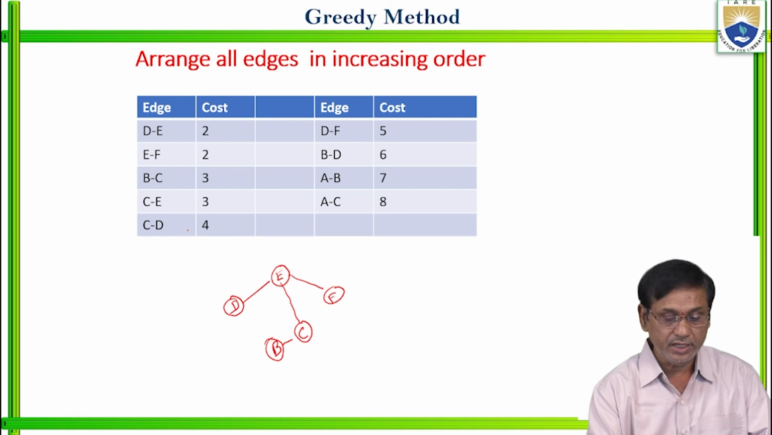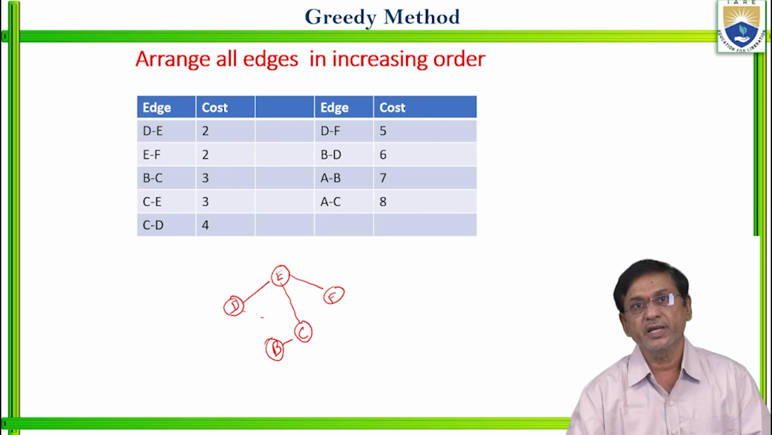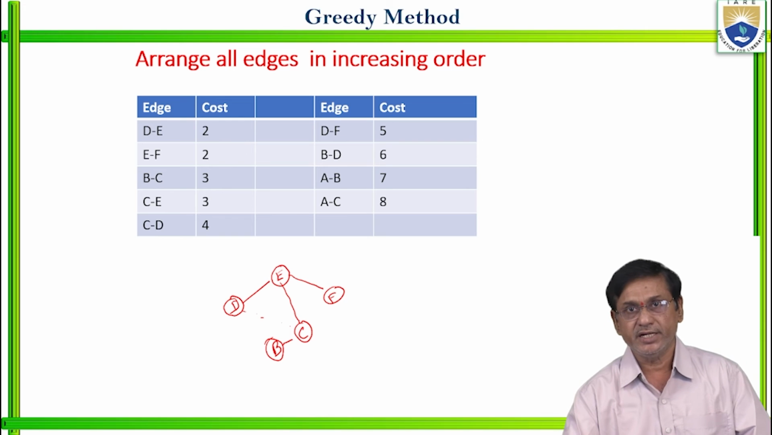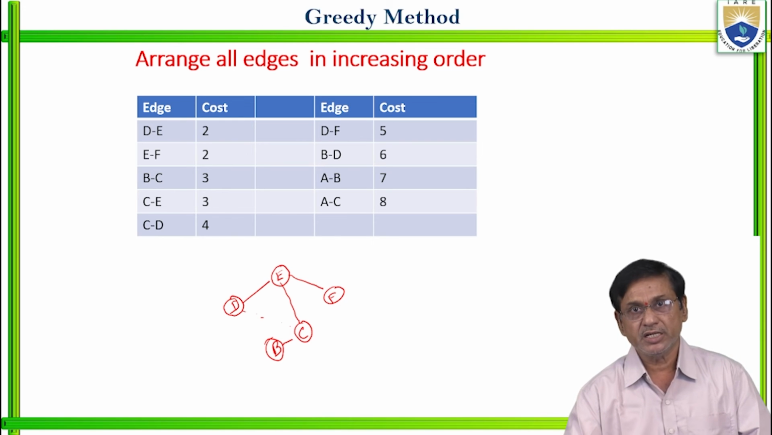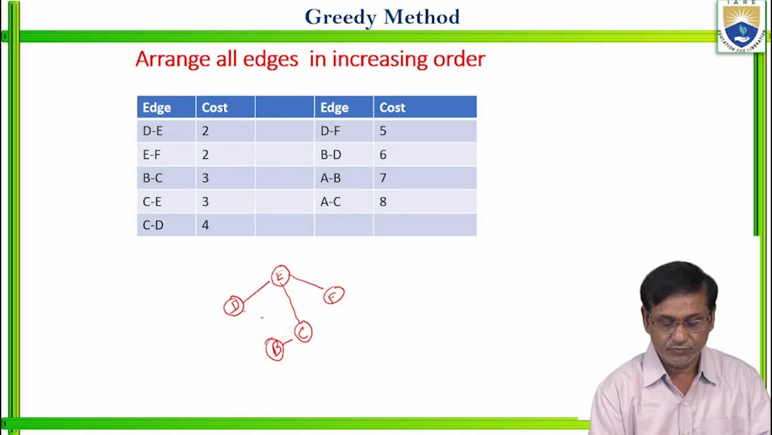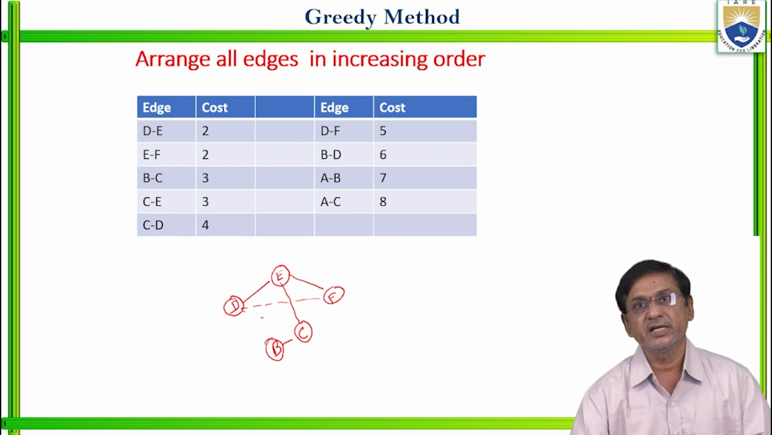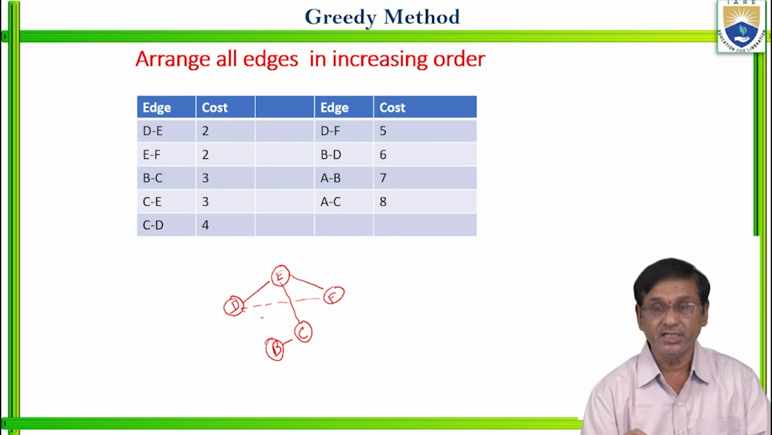Next, CD. Suppose you join CD, now you see that a loop or cycle is forming. So in that case, you cannot select CD. The edge CD cannot be considered because a loop is forming. That means C and D are in the same set. So we can reject CD. Next, coming to DF. If you consider DF also, a cycle is forming. So you cannot consider DF because D and F are in the same set. So we can reject the edge DF.